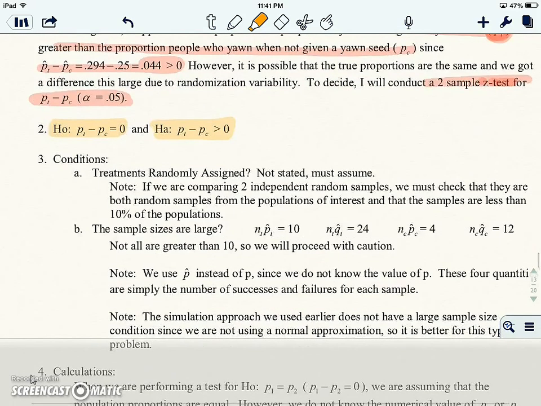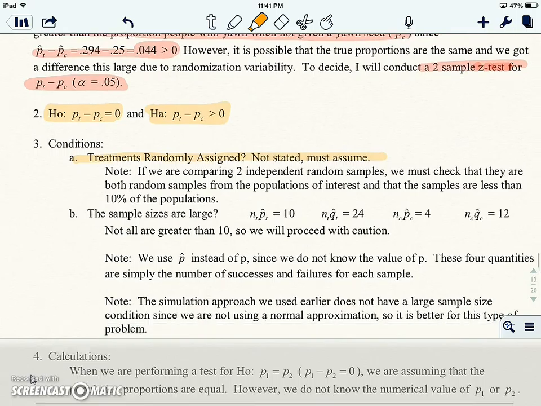We're going to check our conditions. Okay, it says the treatments are randomly assigned. It was not stated, but we're going to assume it, being that they were trying to do an experiment. And also that the sample sizes are large enough.